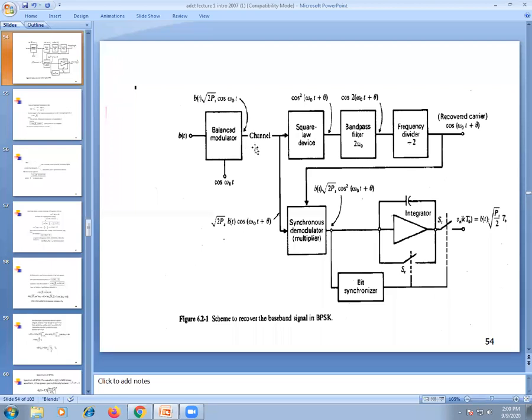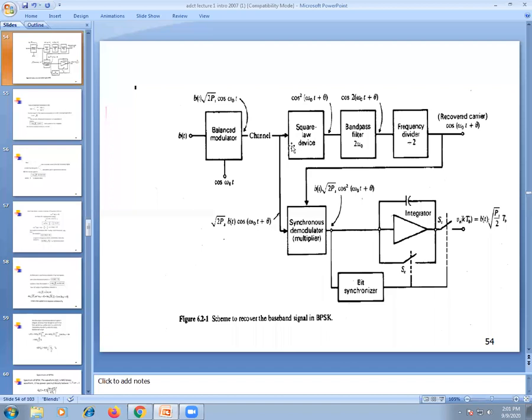When the output is given to the channel input, the channel output is taken. The channel output is b(t) root 2PS cos(ω0 t + θ). This θ is added as the delay of the channel. Now the signal is given to the receiver. The receiver has two parts: one is the recovered carrier part, and the other is the synchronous detector part.